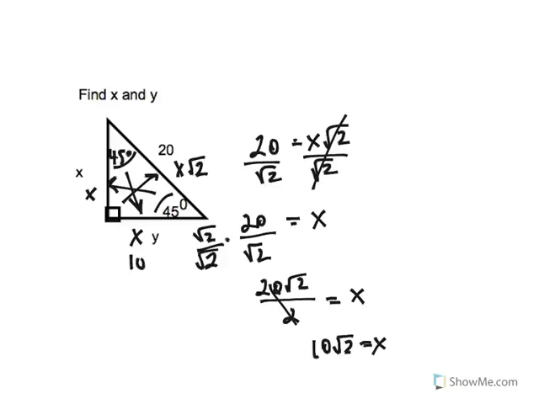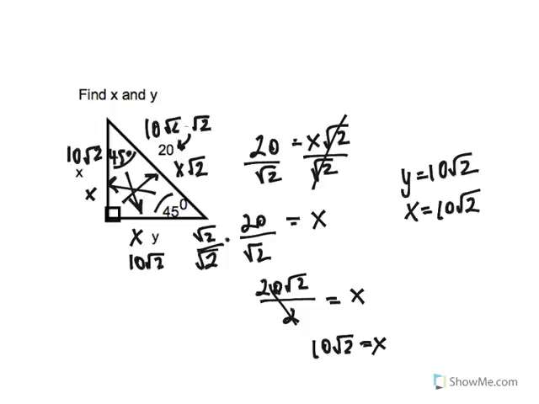So x here is 10 times the square root of 2. X here is 10 times the square root of 2. And our hypotenuse here is 10 times the square root of 2 times the square root of 2, which reduces to 20. Therefore, y equals 10 times the square root of 2, and x as well equals 10 times the square root of 2.